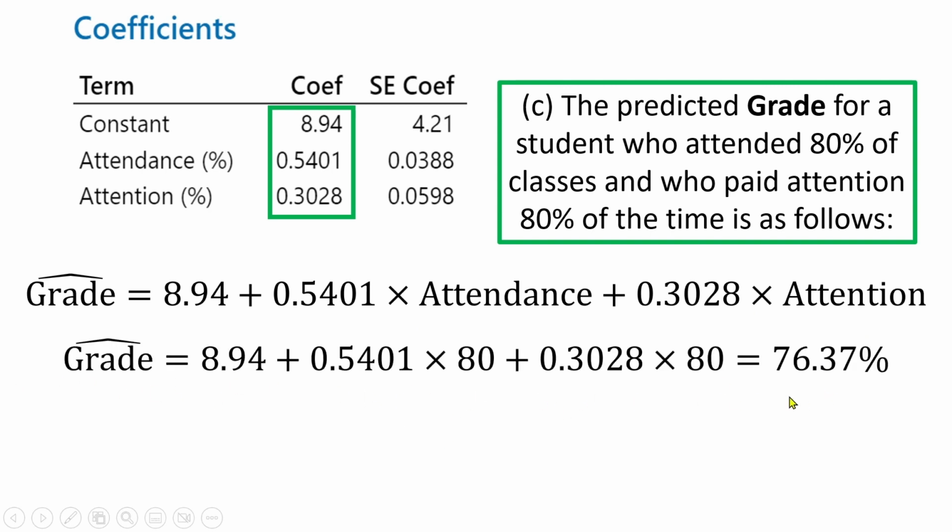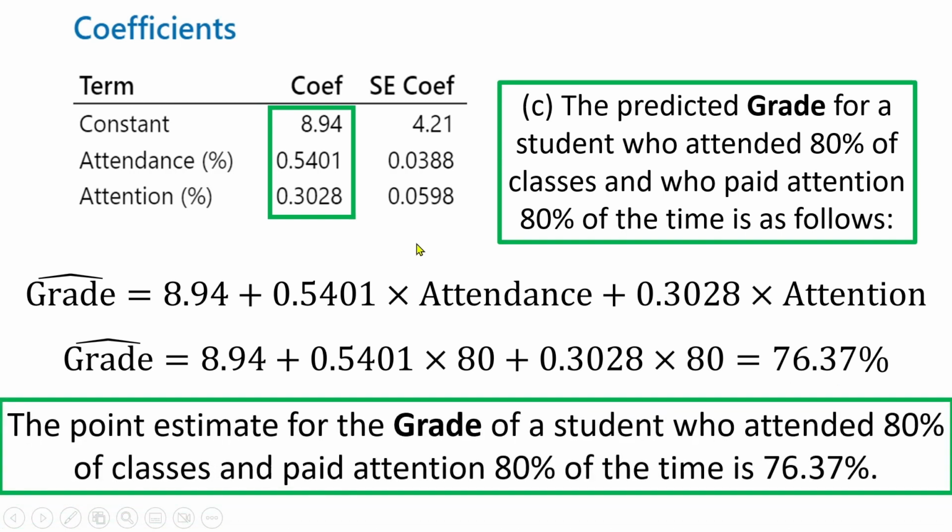When we do this calculation, we get 76.37%. And so what that tells us is that the point estimate for the grade of a student who attended 80% of classes and paid attention 80% of the time is 76.37%.